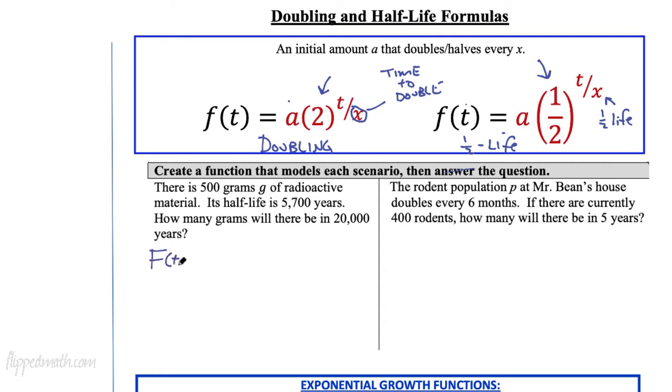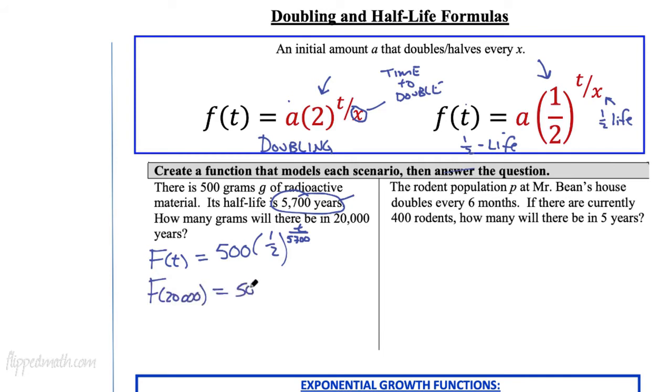F of t, we're going to change it up. So our time is t here. It's going to equal, we're starting with 500 grams. So that's our initial value. And we're doing a half-life problem. And the half-life is 5,700 years. So that is what goes on the bottom. So we're going to write that, 5,700. And they want to know how many grams will there be in 20,000 years. So we're going to find f of 20,000.